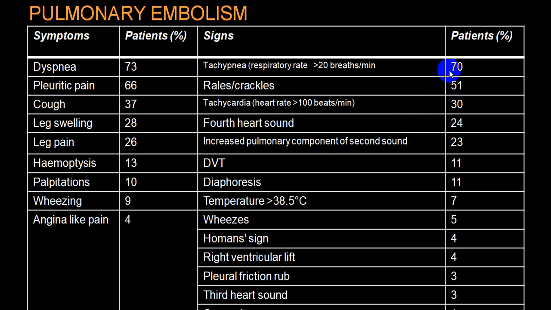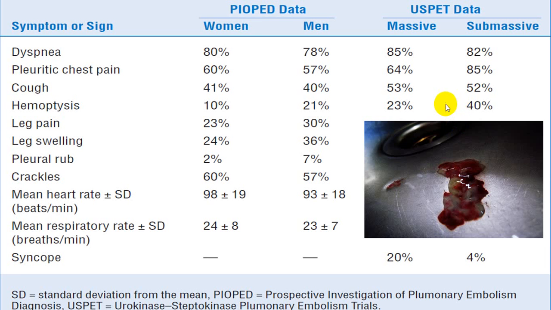Among respiratory findings, tachypnea, crackles, tachycardia, fourth heart sound, etc. are seen in so many groups of people. You can see that the most common sign is dyspnea, pleuritic chest pain. That is most common, and cough and hemoptysis are less. Tachycardia is quite common, and tachypnea is also common.